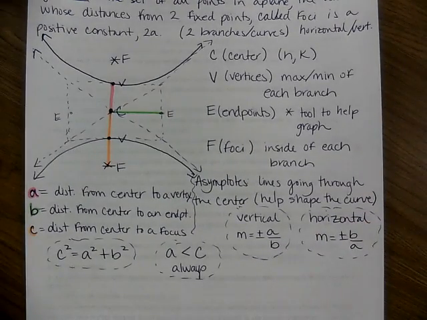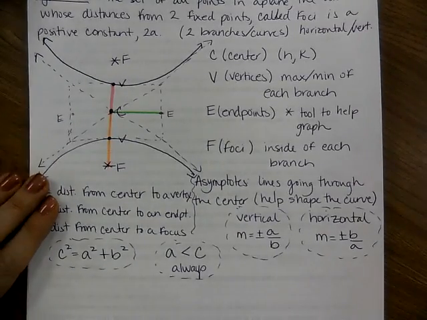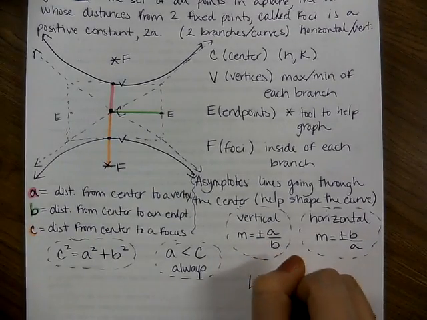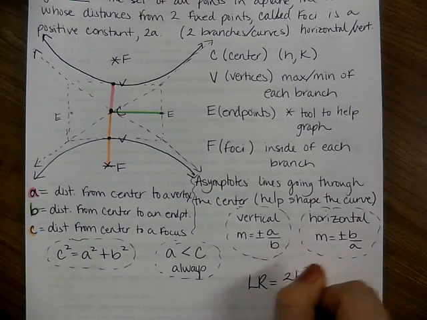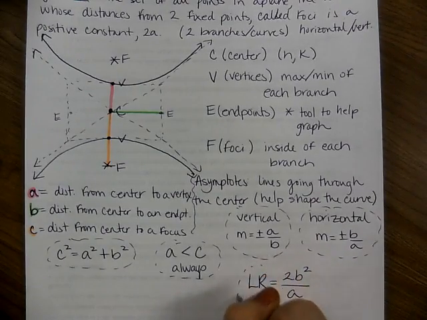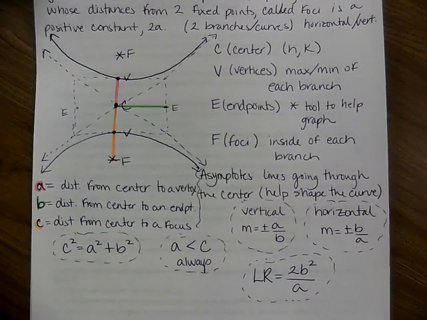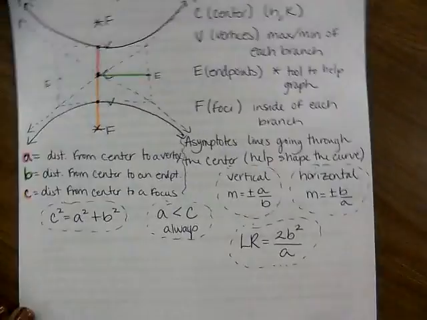What else do I want to tell you? Eccentricity, remember that? It's still the same. It's still C over A, so that didn't change. But remember the LR, the latus rectum? That exists here too, but it's a different formula, and this you do want to memorize. The LR is equal to 2b squared over a now. These are all pieces that I expect you to remember about the hyperbola.